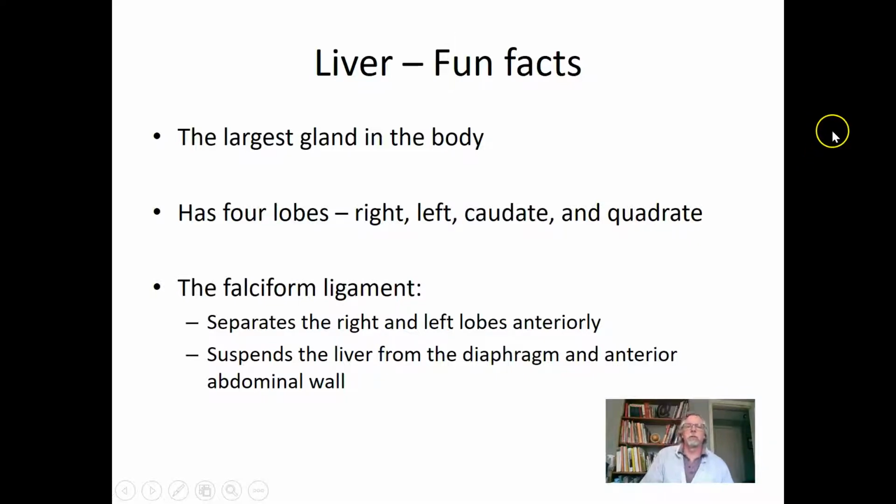From the anterior view, you can see the first 2, right and left. A posterior view will allow us to see the other 2, caudate and quadrate. From an anterior view, you can see this falciform ligament, and that is basically the connective tissue divider between the 2.